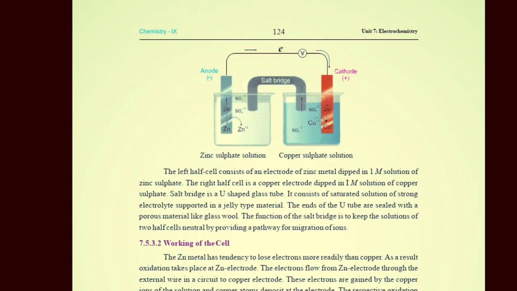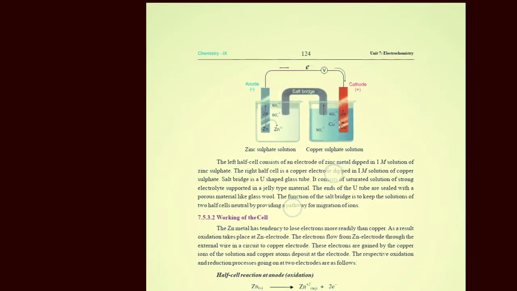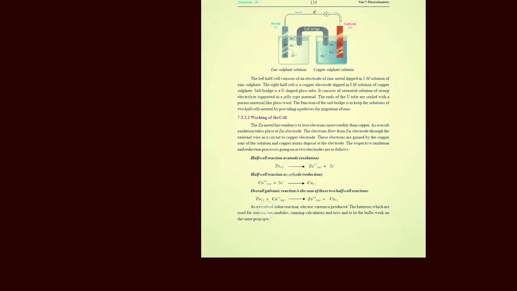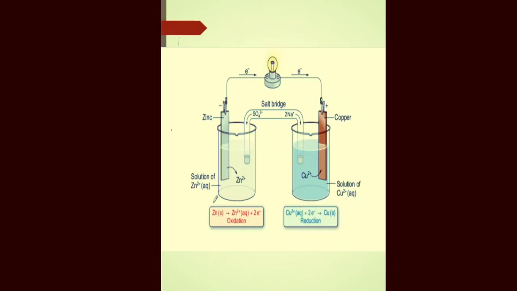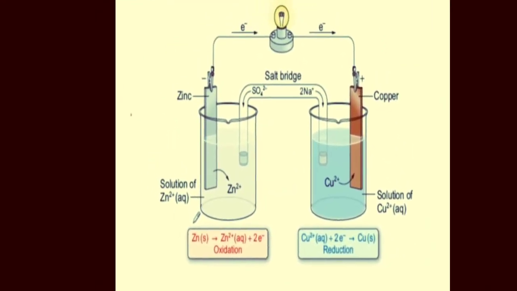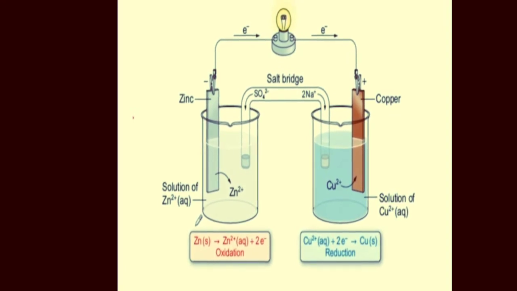Actually what happens is, here is the diagram. You can see on the screen. It consists of zinc. Zinc will convert into zinc positive ion, and 2 electrons will be given out, which will move from the rod through the external circuit towards the copper rod.